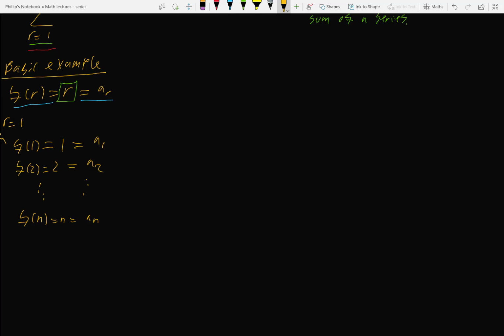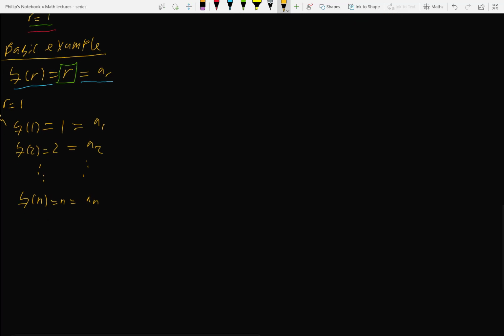So that's a basic series. The finite series is going to be 1 plus 2 plus up to n, which is going to be our Sn. Now our AR is equal to r. So let's just do a finite series.